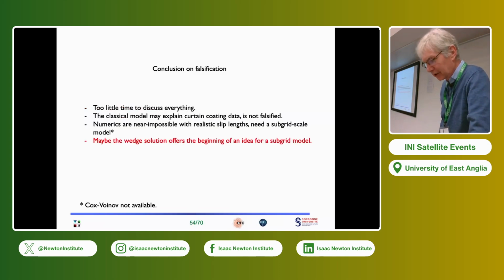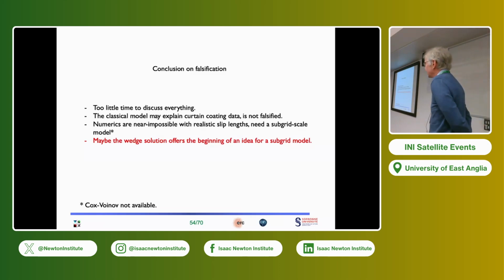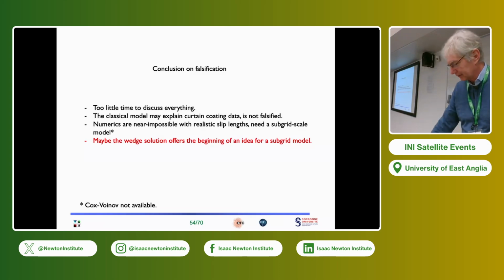So here is a longer conclusion. Too little time to discuss everything. Well, that's not completely true because I have 20 minutes left, but I will leave time for questions. The classical model may explain curtain coating data if it is not falsified. Numerics are near impossible with realistic slip length. So we do need a subgrid scale model. So maybe the wedge solution offers an idea for a subgrid scale model.